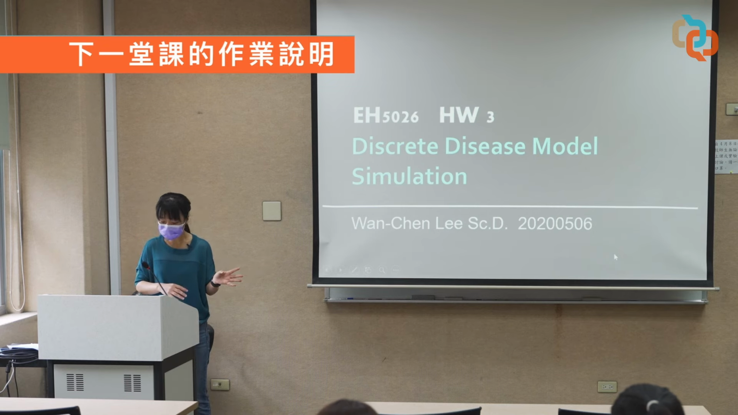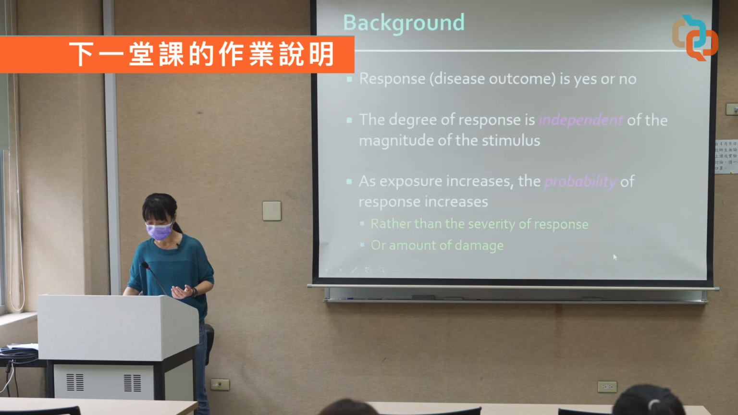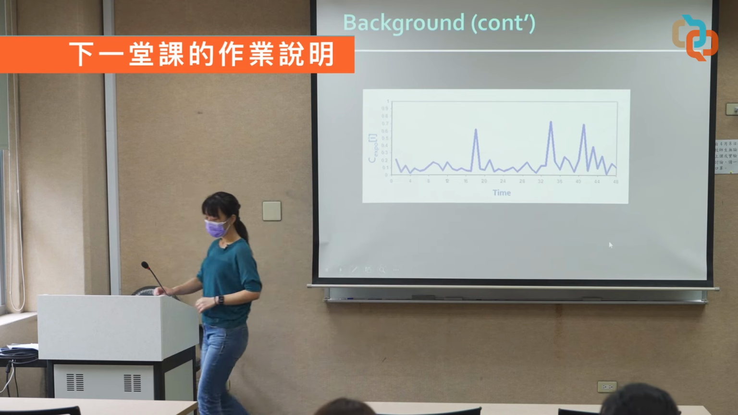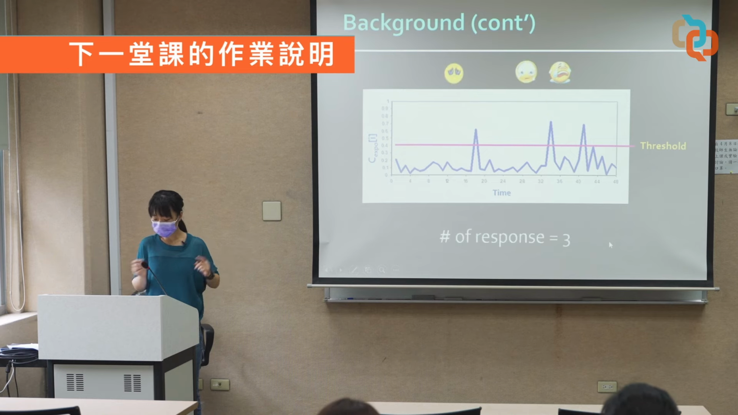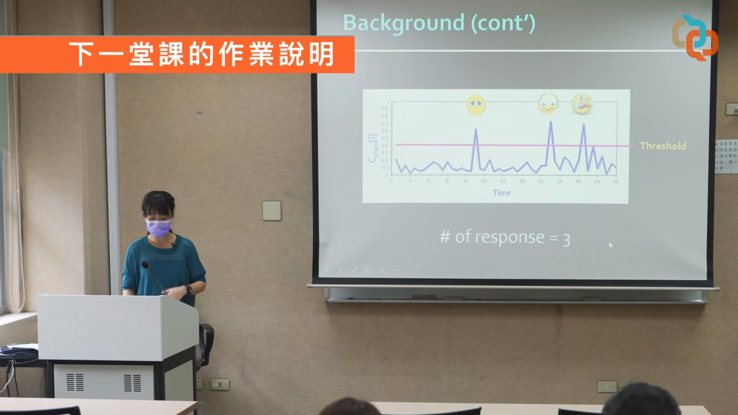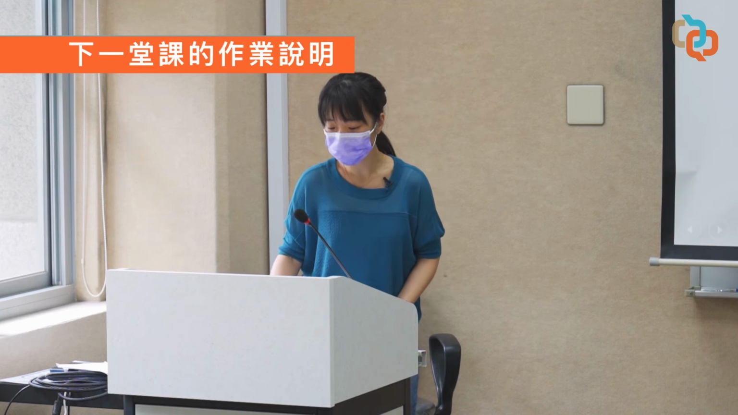In homework 3, we're going to do discrete disease model simulation. And discrete disease means that you have the exposure, and then you have an exposure threshold. Only the concentration that exceeds the threshold is going to give you a response. So based on this concept, we have a series of questions. This is probably going to be the easiest and most straightforward homework. So you can try to do it early and then enjoy the discussion a bit more.